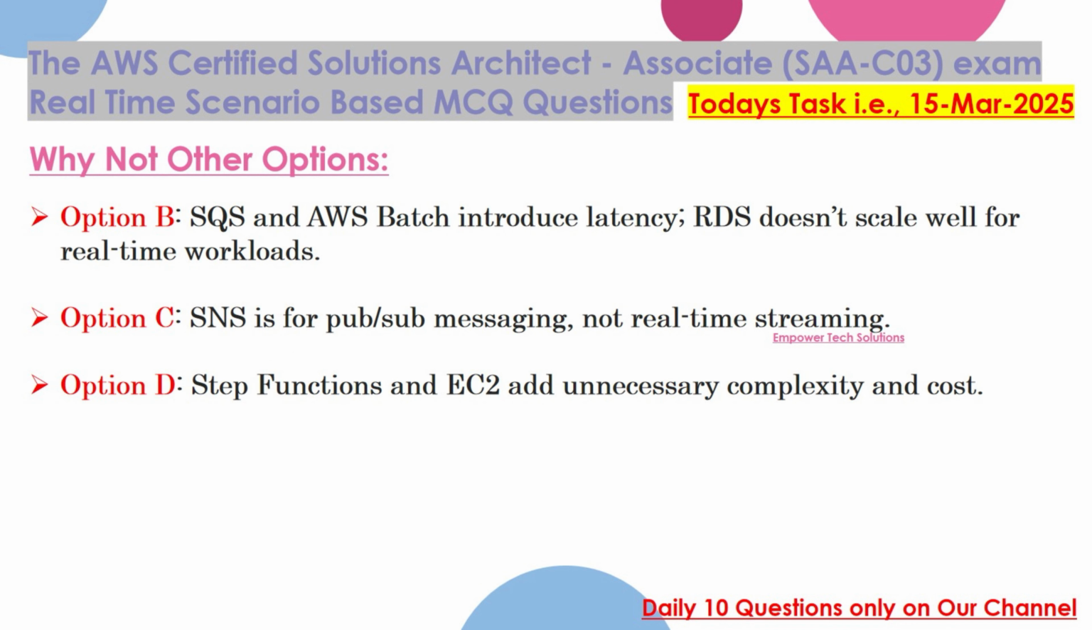Why not other options? Option B, SQS and AWS Batch introduce latency. RDS doesn't scale well for real-time workloads. Option C, SNS is for pub/sub messaging, not real-time streaming. Option D, Step Functions and EC2 add unnecessary complexity and cost.